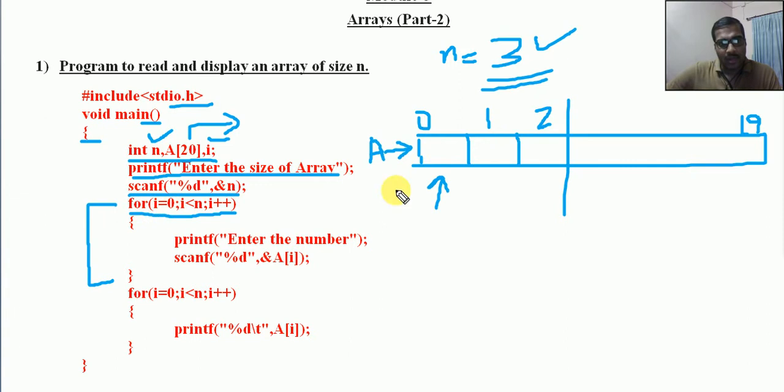So i equal to 0, always it is less than n, it is less than 3, it is correct, right? It will enter into the loop. It is asking to enter the number. So I want to read the number from the user. So it will be asking enter the number. I will be giving a value. For example, I will be entering the value 5.